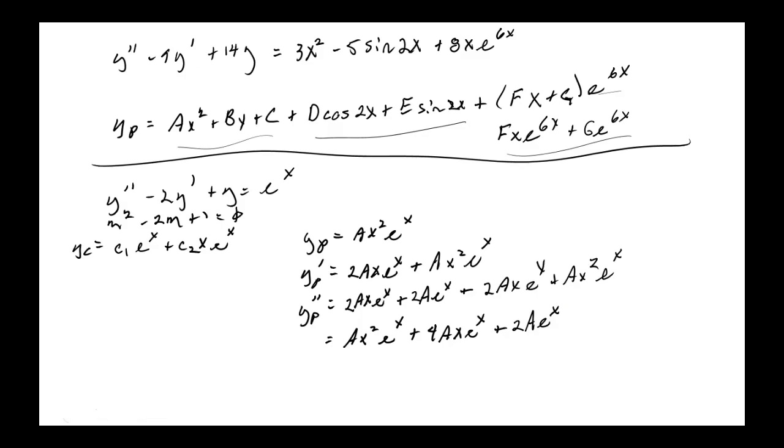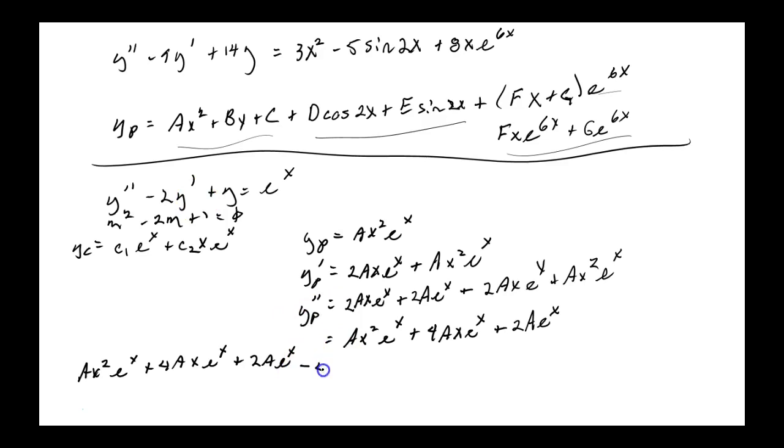All right, we got it. Now that we got our y double prime and our y prime, let's plug into the original equation. It's going to take some room, and I'm not sure I'll have a lot of room. Let me try it down here. So that's ax squared e to the x plus 4ax e to the x plus 2a e to the x minus 2 times y prime. Well, there's our y prime.